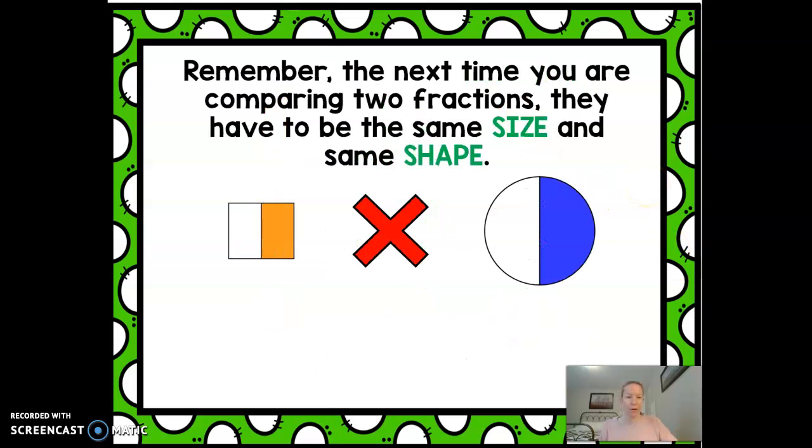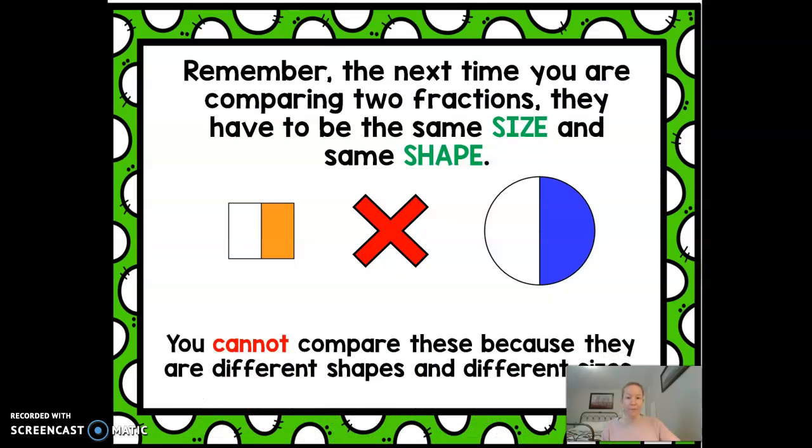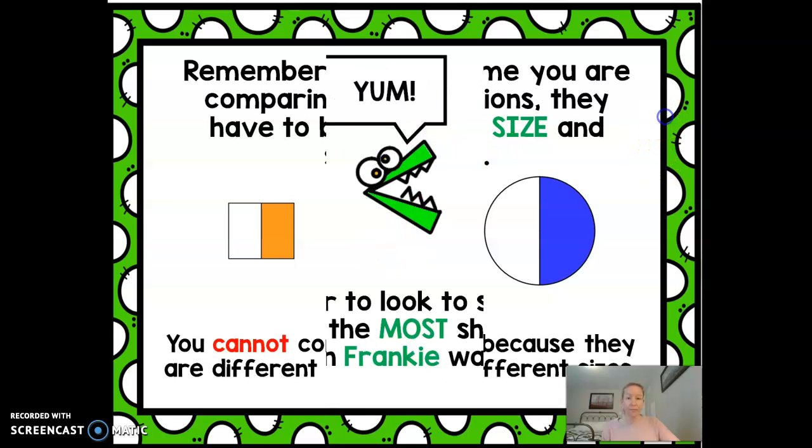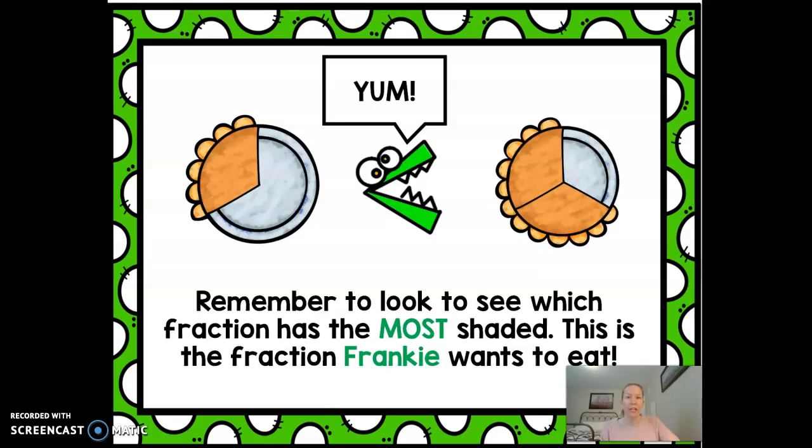So remember, this is just a little follow-up before you guys start your work today. Remember, the next time you are comparing two fractions, they have to be the same size and the same shape. You cannot compare these because they are different shapes and different sizes. Yum! Remember to look to see which fraction has the most shaded. This is the fraction Frankie wants to eat.